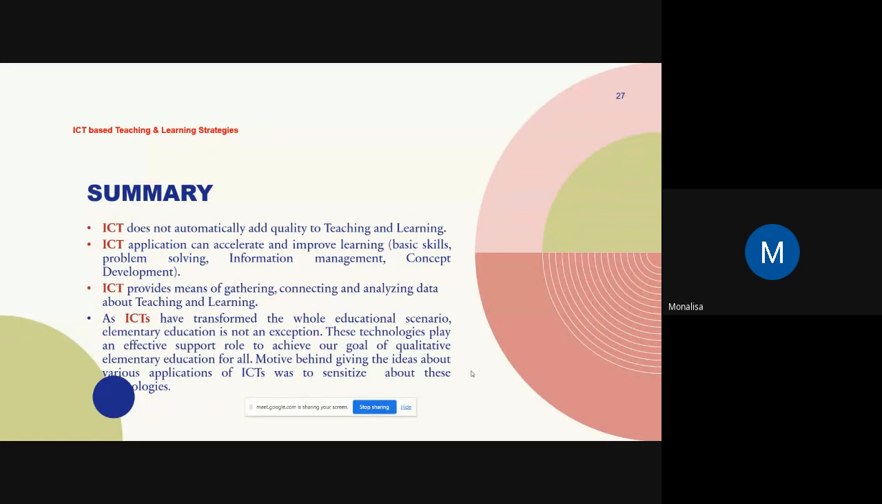We can enhance our basic skills. We can enhance our problem solving capability. We can develop our concepts. We can increase our concept regarding a particular subject. Everything else we can do using information and communication technology, and we can embed that. If we embed that with the teaching learning process, it will broaden the way of getting information.